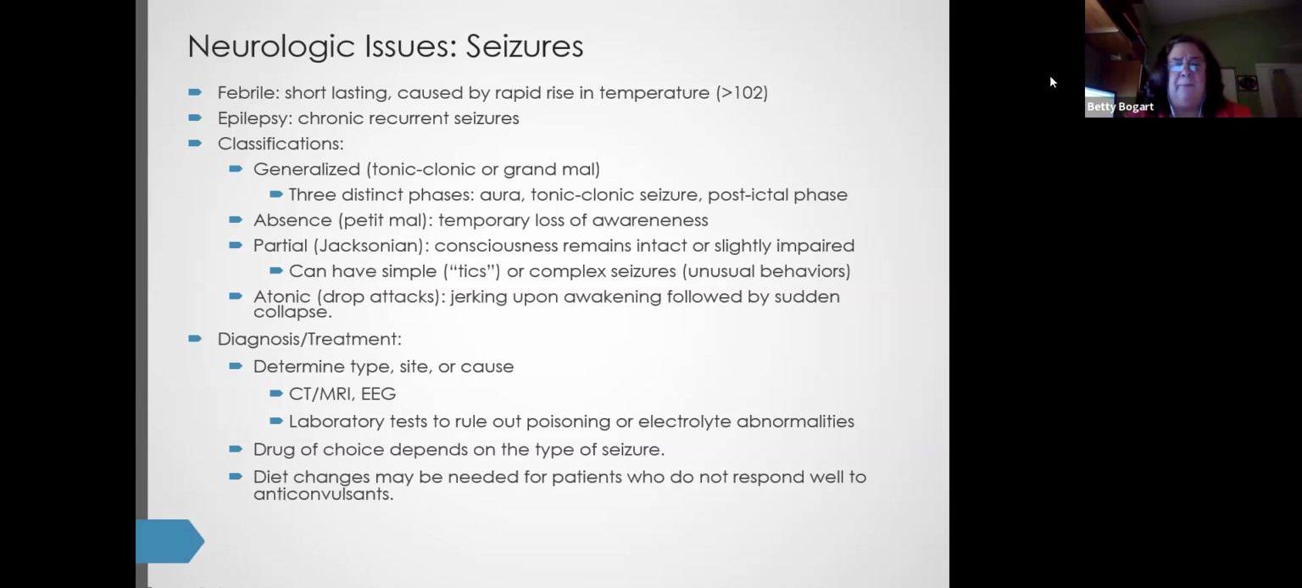Now, what happens if it's happening again and again, not related to a fever? Now we have to find out what's going on. Is it a tumor? Is it poisoning? Is it an electrolyte imbalance? So they'll do lab tests to rule all of that out. I mean, lead poisoning could cause these things. And kids chew on windowsills of old buildings, right? And there's lead in there, or all sorts of things like that.